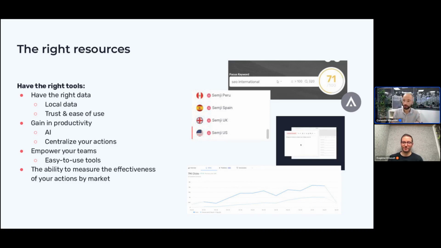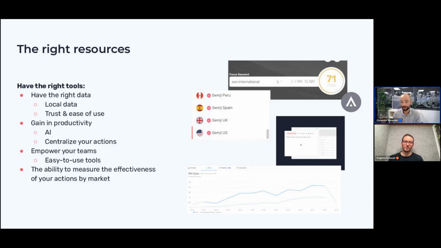And empower your team. You need to trust and empower your teams. So you need to have tools that are easy to use. Not everybody is a specialist. Not everybody has 20 years of experience in SEO. So you need to have tools that can be used by juniors, by people that didn't know about SEO 10 days before. So experience, UX, all of that is really important also when you choose a tool.